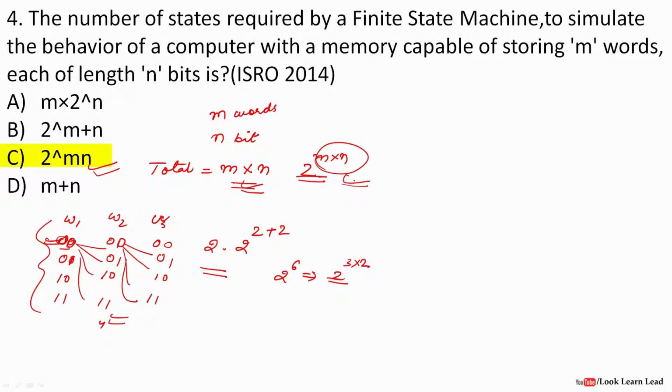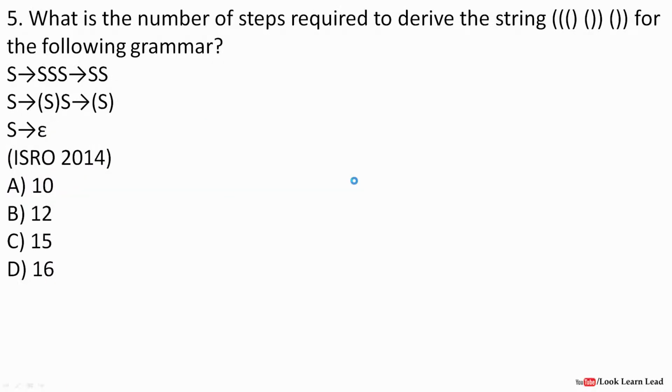Okay, next question. What is the number of steps required to derive the string from the following grammar? We have a grammar, and we have to see the number of steps. So let's start. First we would be doing the outermost one, and for the outermost one we will be using this production.